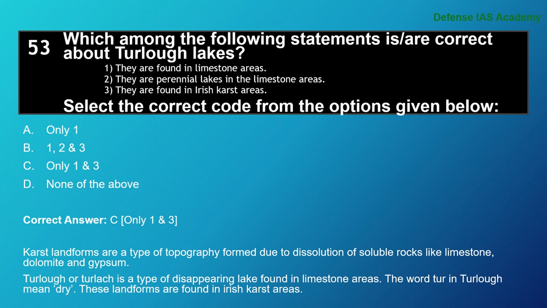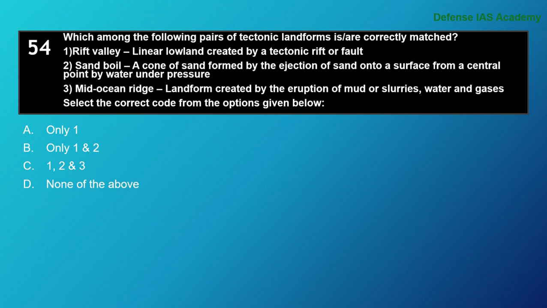Karst landforms are formed due to dissolution of soluble rocks like limestone, dolomite, and gypsum. This might be by heart for you by now, because for the past 3 or 4 questions we are seeing about the karst landforms. Now, what is Turlough? Turlough or Turlach is a type of disappearing lake that is found in the limestone areas. The word tur in Turlough means dry. These landforms are found in Irish karst areas.